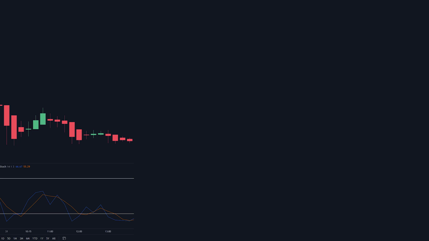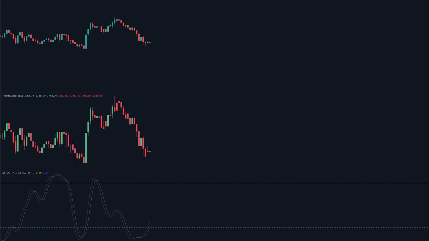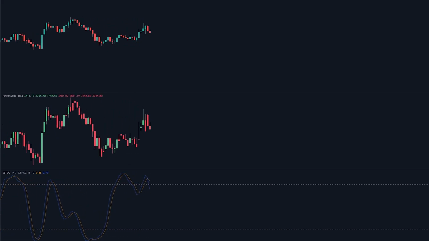Here's one more example. Stochastic lines are crossing below the bottom line. There's a weak downtrend. Wait for the doji candle. Wait for two large green candles with only wicks on top. Enter the trade. Profit. I just showed you a profitable trading strategy using the Heikin Ashi and stochastics indicator.